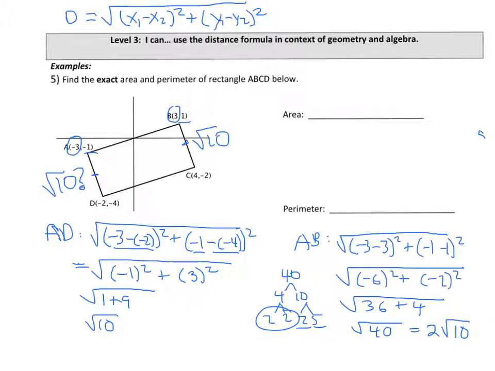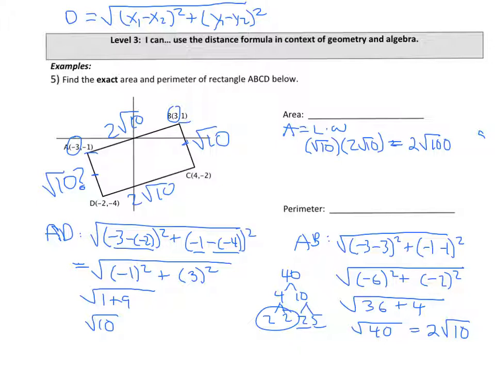Okay, so I found the lengths of my sides, and now I can find the area and the perimeter of this rectangle. To find the area of a rectangle, area is length times width. So I'm going to multiply radical 10 times 2 radical 10. And when I multiply those together, I can multiply the radical parts together, and I get 2 radical 100. And the square root of 100 is a perfect square, it's just 10. So I get 2 times 10, which is 20. So the area of this rectangle is 20 square units.